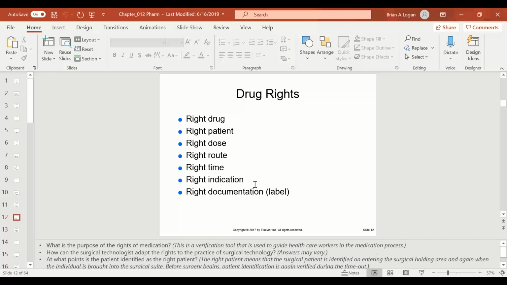When you have your local on your table, those little cups that come in your basins, that's what the local is going to get poured into. You have to put a label on that cup. And also when you draw it up into the syringe, there must be a label on the syringe as well.